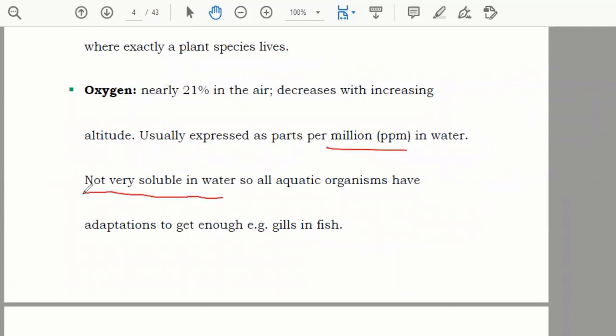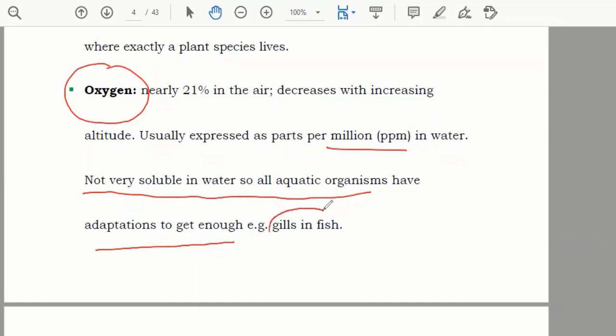Not very soluble in water, so all aquatic organisms have adaptations to get enough. They're saying that oxygen is not very soluble in water, so the animals living in the water have to adapt so they can take in the oxygen. For example, fish use gills to breathe in the water. And some of the fish, like big fish, come up out of the water to take in oxygen also.